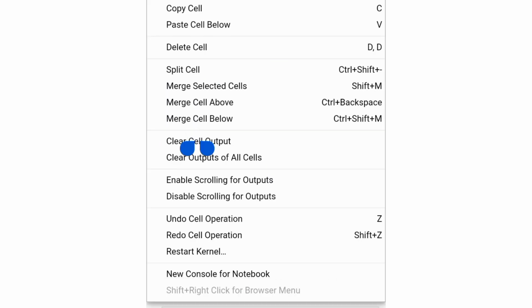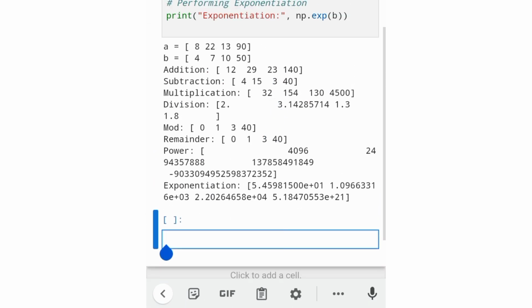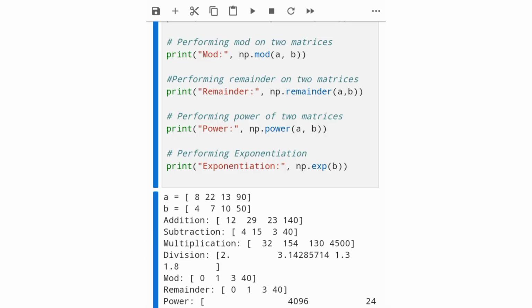We have 8 times 4, 8 times 4 gives us 32. And the same thing too, 22 times 7 gives us 154. And so on. The same thing applies to division. We have 8 divided by 4, we have 2.0. And 22 divided by 7, 3.14, so on.